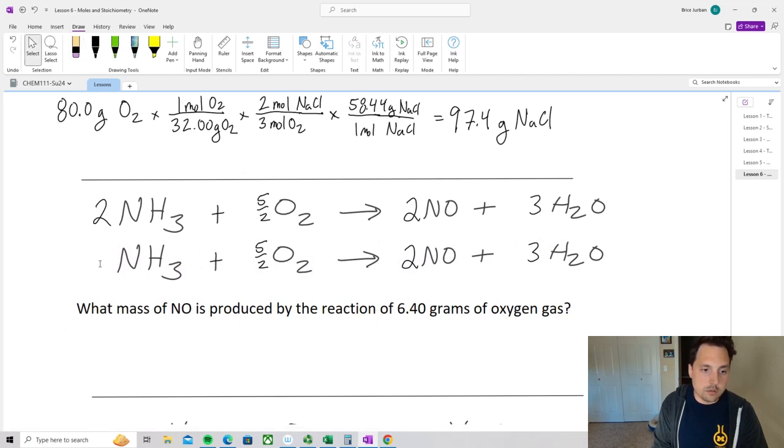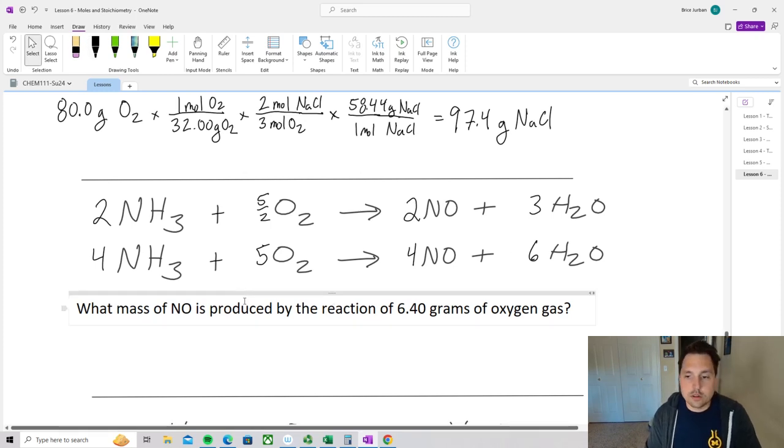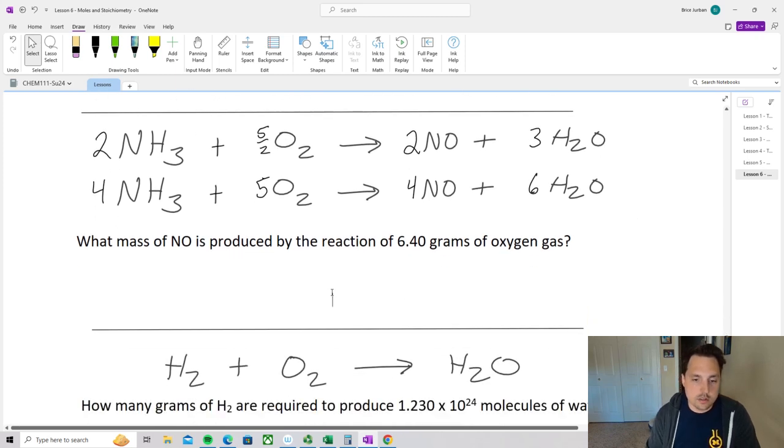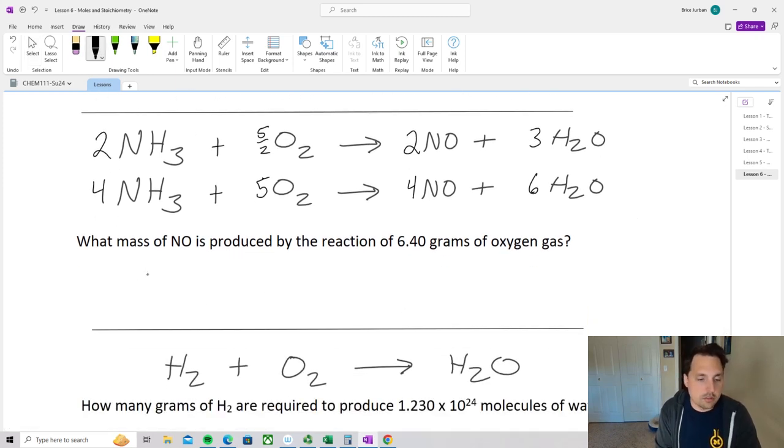All right, so this needs to be 4. This one needs to be 5, 4, and 6. All right, so I balance equations fairly quickly. It's going to take you a little bit of time to learn how to do this. I just have had a lot of practice over the years.